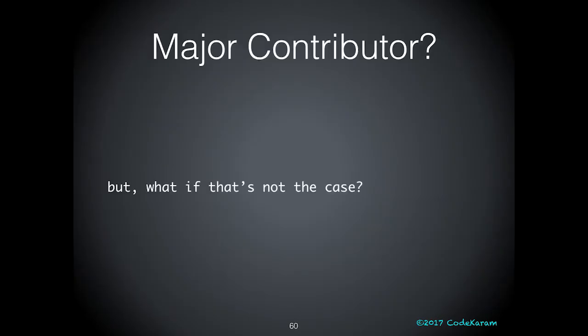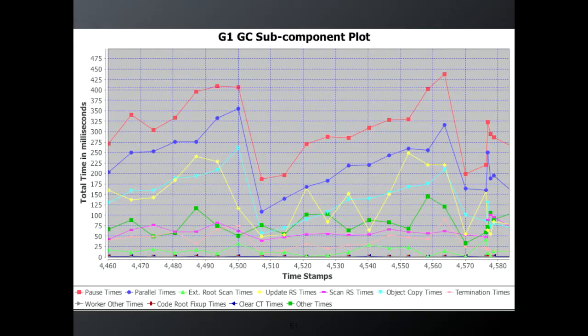So what happens when it's not the case? What would you see? You would see something like this, okay? So here, what you see is that the object copy time is about 100 milliseconds. There's a 100 milliseconds difference in the parallel time and object copy time. And between the pause time and parallel time, you have about 50 milliseconds difference, okay? And that is because of that yellow line, which is update remembered sets.